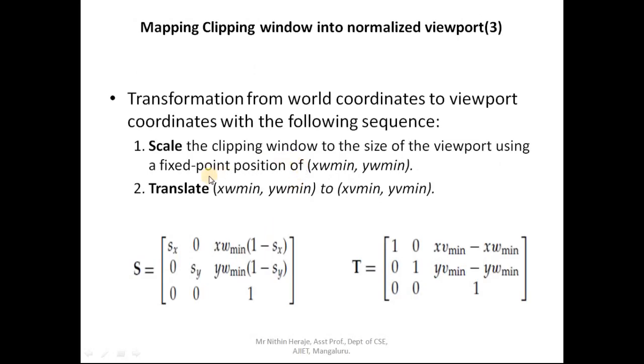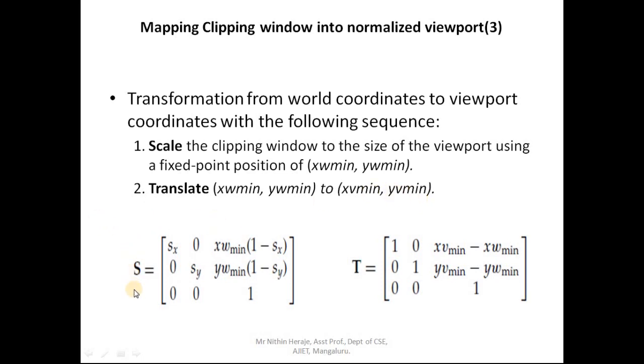Next we'll look into the transformation from world coordinates to viewport coordinates with the following sequence, that is, scale and translate. Scale the clipping window to the size of the viewport using a fixed point position of xw min, yw min, and translate xw min, yw min to xv min, yv min.